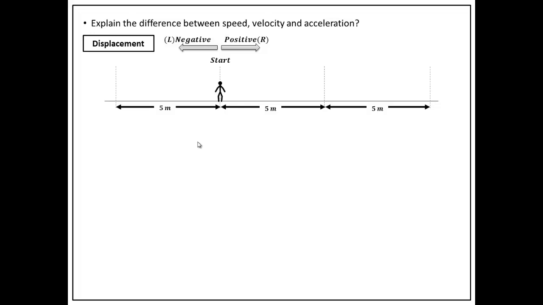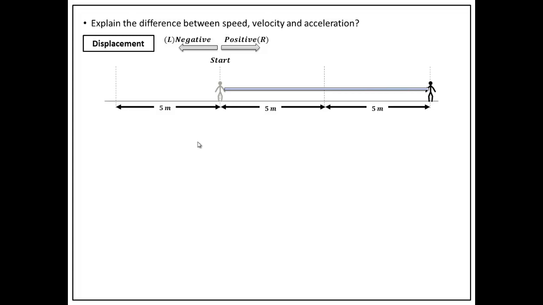So if we look at our man and his starting position, if he was to walk 10 meters to his right, we'd say that the distance he's travelled is 10 meters, and his displacement is 10 meters to the right, or a positive 10 meters.